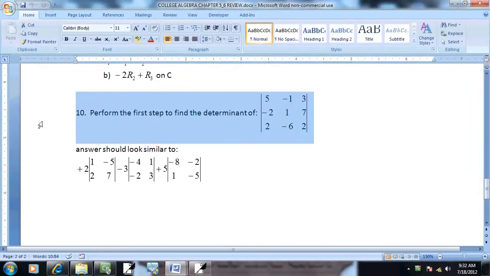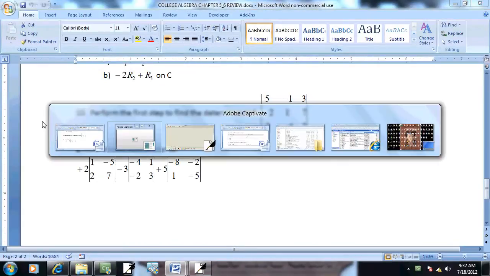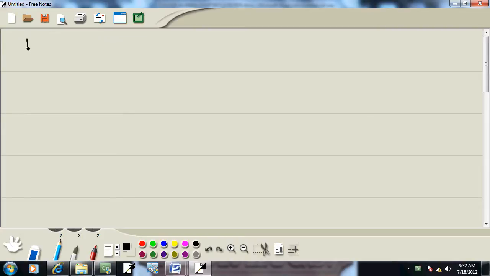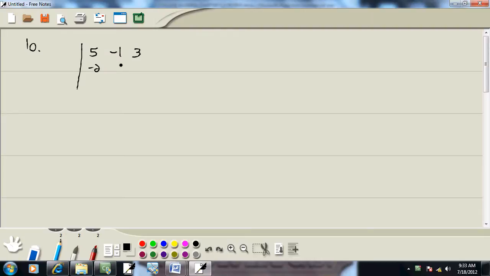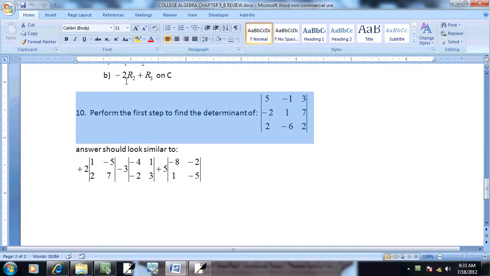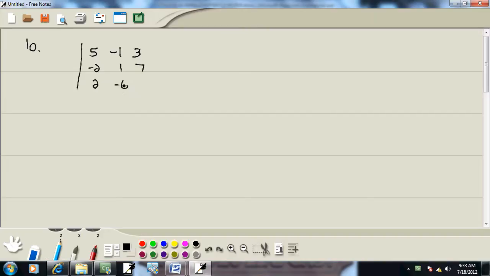Let's take a look at the 10th type you need to know how to do. Okay, so we got the determinant of 5, -1, 3, -2, 1, 7, and 2, -6, and 2. Now you pick some row or some column to work with. Does not matter which one you pick. I'll pick the first one here.